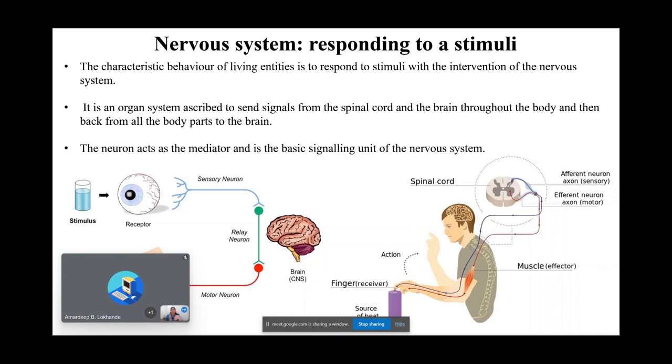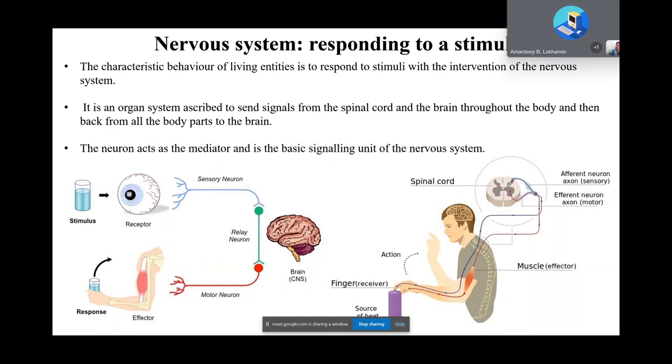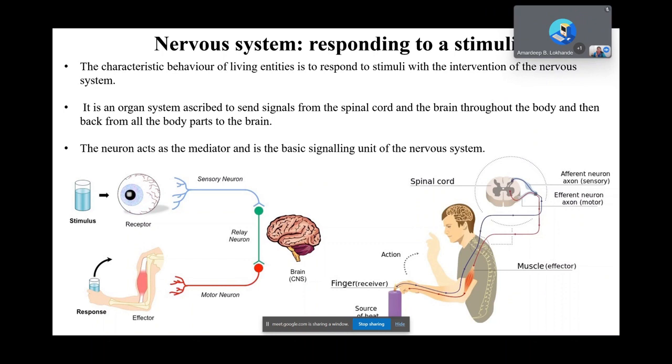This information is carried by the neurons. They act as a mediator, which makes them the basic unit of signaling in the nervous system. To explain how that relay of information takes place: let's say the eye perceives a stimulus. Sensory neurons pick up this cue and give information to the brain. The brain then sends a message to the motor neuron, which goes to the hands, for example, telling them to pick up the glass. That's the kind of information that goes to the brain and from the brain.